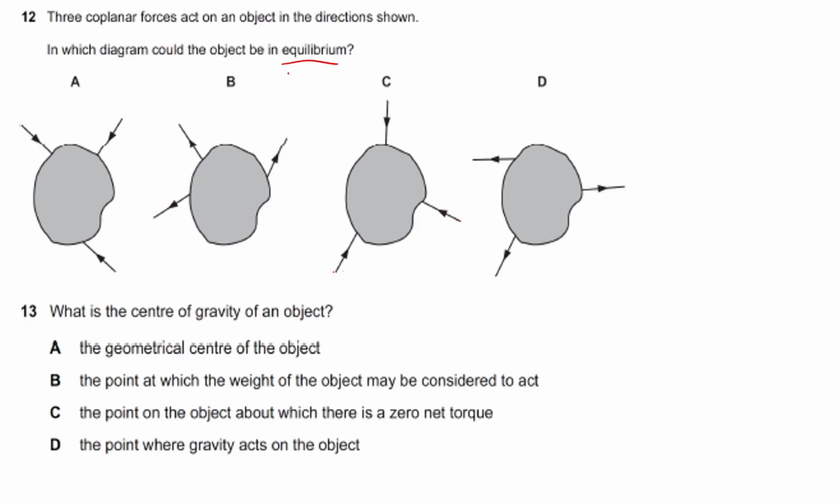So equilibrium means that the resultant force is equal to 0, as well as the resultant torque. But I don't think we can see torque here, just know that it's implied. So then since the force is equal to 0, we know that the x and y components of each of these should also be equal to 0. And we just need to find one that suits these criteria.